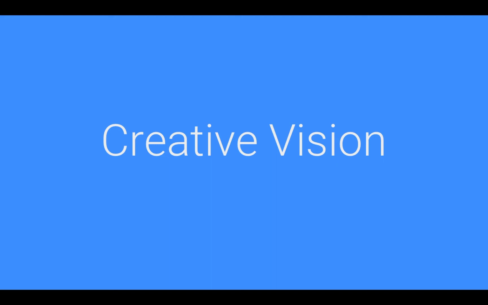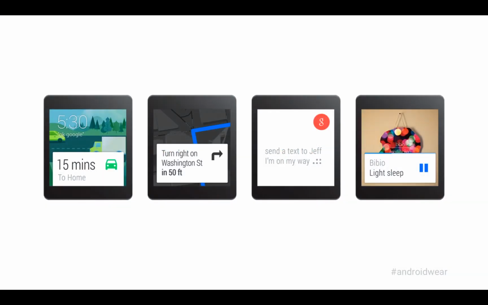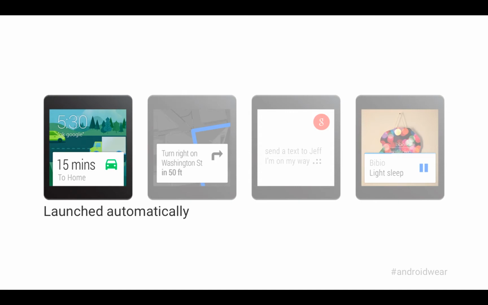So let's look at the creative vision, or the reason why Android Wear was created. The whole idea of Android Wear is that you don't have to really launch any application. It's always automatically activated. So let's say you're driving back home and you know that there is a lot of traffic and you need navigation help. It automatically knows that this is what you're doing at this point in time. It's completely contextually aware, and it automatically shows that information to you. You don't have to launch it.